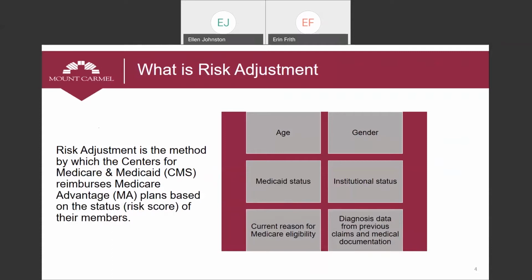Demographic examples include patient age, patient gender, institutional status, Medicaid status, and the reason for being Medicare eligible. Clinical factors include chronic conditions and diagnoses that have been shown in CMS data to require more resources.